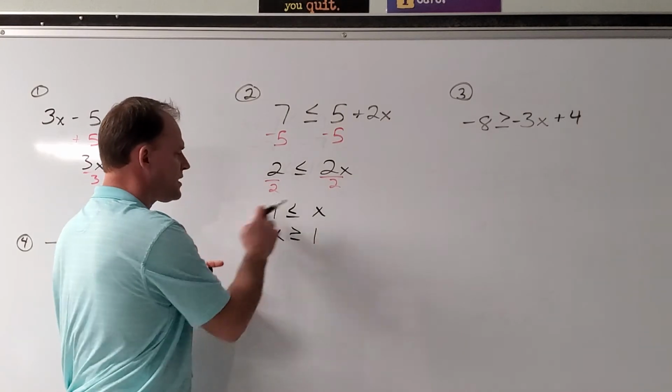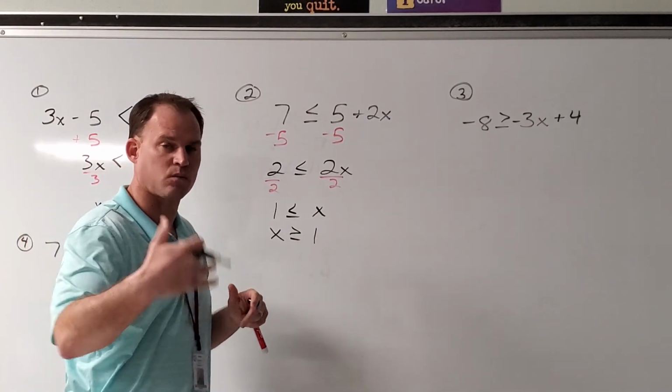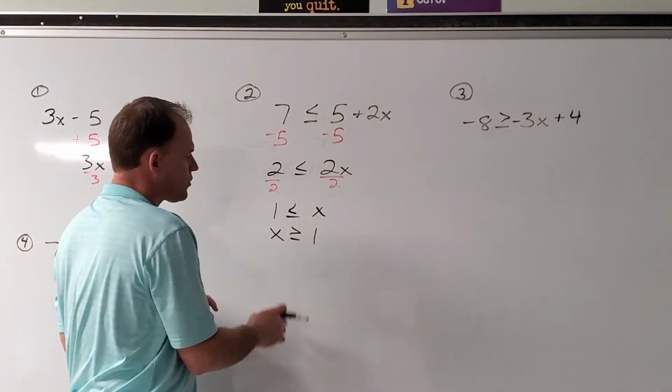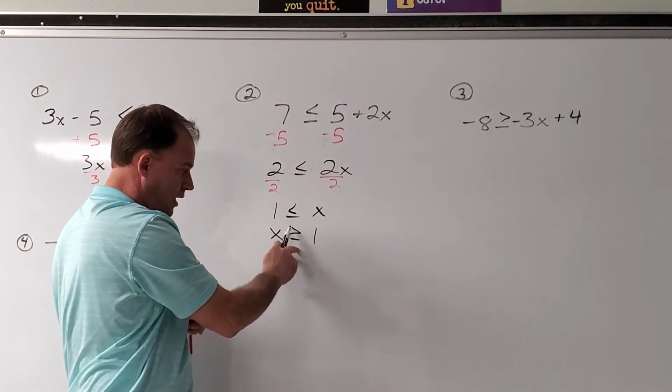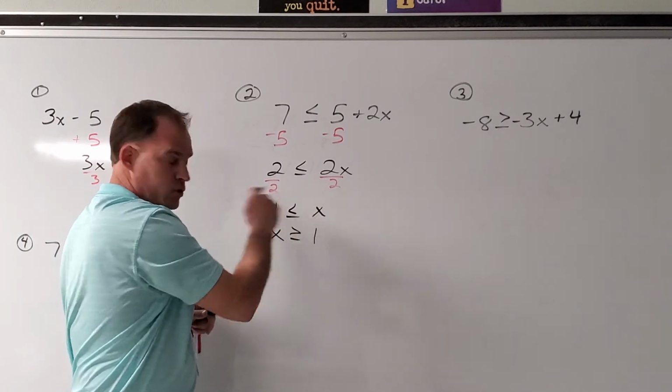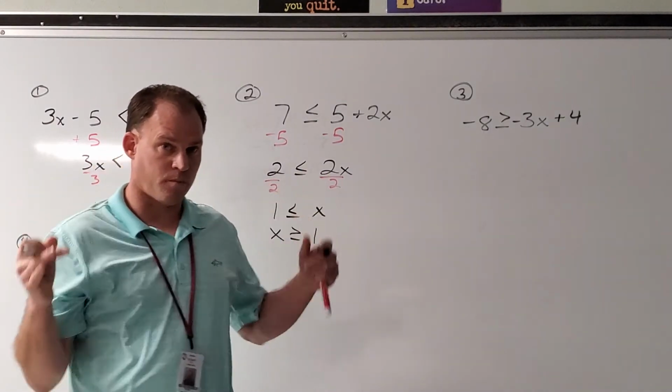All right, we do this because now if we have to graph this, and we're not graphing right now, but if we have to graph this, we know it's going to shade to the right. It's going to be a closed circle because of the equal sign, and it's going to shade to the right. When the variable's on the right, graphing is hard because things are backwards.